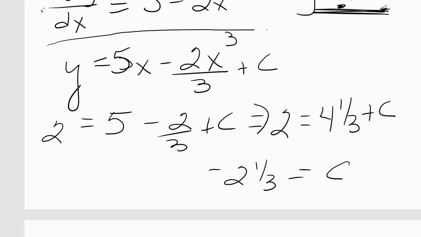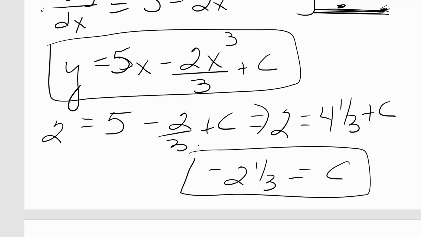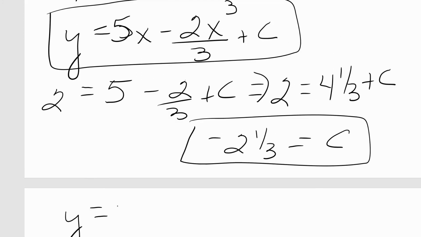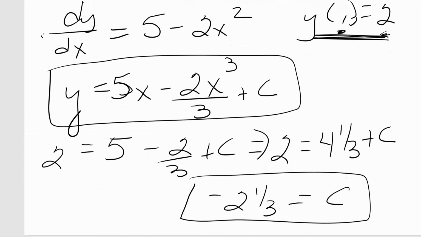Well, now that I know my original function and I know what c is, I can put them together for my final answer, which would be y equals 5x minus 2x cubed over 3 minus 2 1/3. And that's the final answer. So we don't want any variables except for x left in our final answer. All right, we can do one more of these.